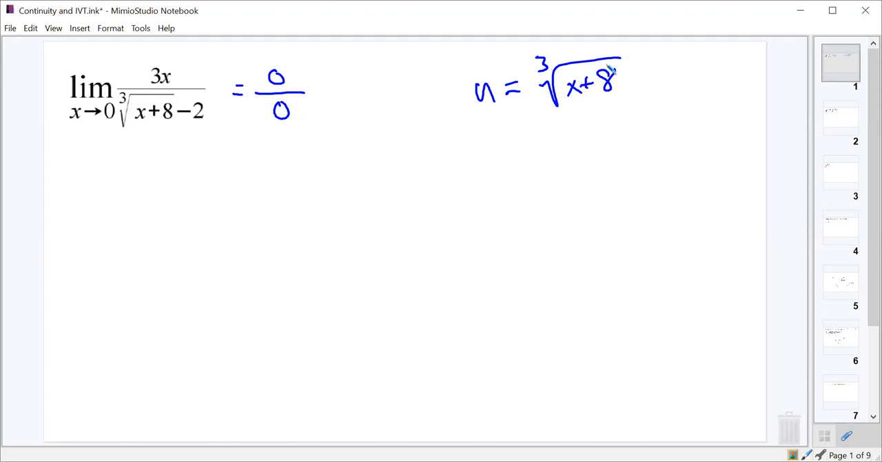Let's let u equal cube root of x plus 8. We'll have a limit as x approaches 0 of 3x over u minus 2. So that's great, but we now have the issue of having x's and u's. So what do we need to do? We need to convert this x approaches 0 into a u approaches something, and convert this x into something in terms of u. Everybody good with that so far?